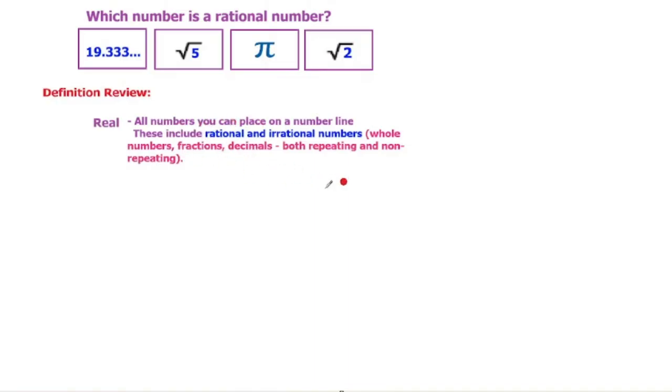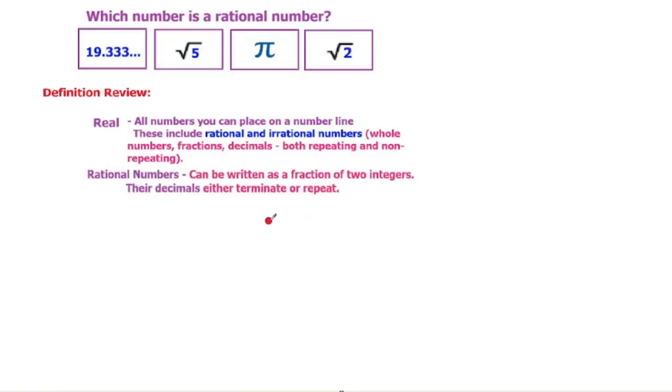A real number is all numbers that you can place on a number line. So these include rational and irrational numbers. That means any number basically: a whole number, a fraction, a decimal, both repeating and non-repeating. Rational numbers can be written as a fraction of two integers. Their decimals either terminate or repeat. Natural numbers are the counting numbers, like 1, 2, 3, 4, or we can't forget 0: 0, 1, 2, 3, 4, etc.